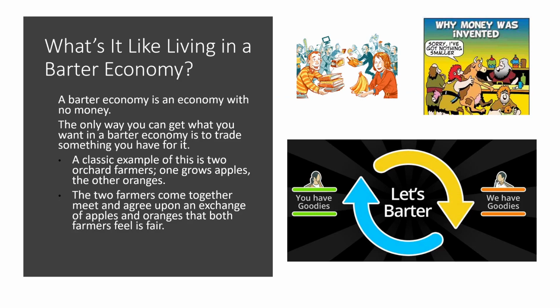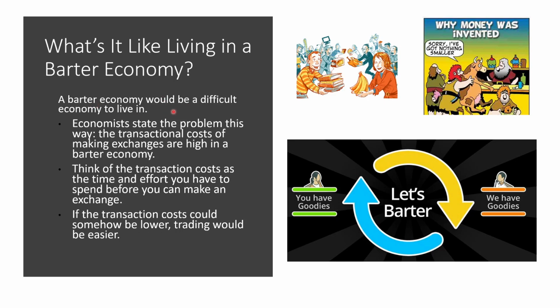So the first kind of money system we're going to look at is what's called a barter economy. What's unique about a barter economy is that it doesn't actually use money. Instead, the only way you can get what you want is to trade something that you have for something that you want. A classic example: you have two orchard farmers. One grows apples, the other grows oranges. The two farmers come together and agree upon an exchange of apples and oranges that both feel is fair. You can look at the different cartoons here.